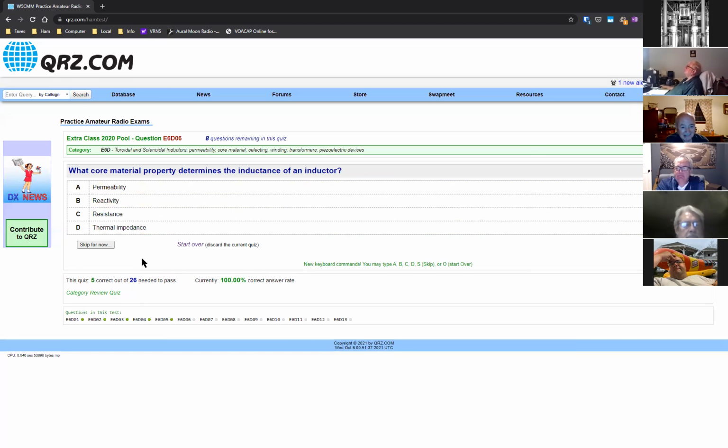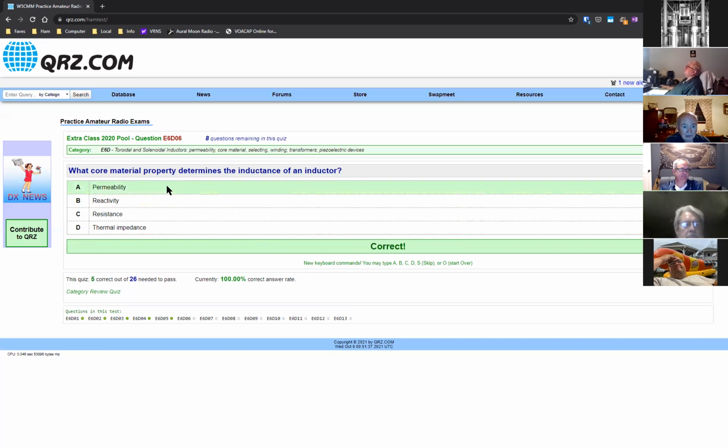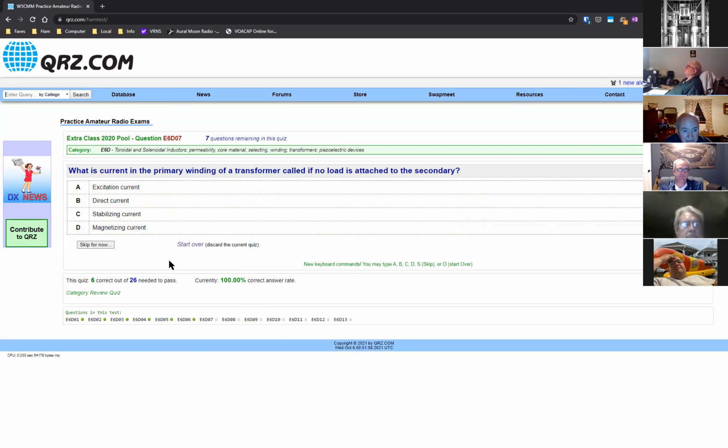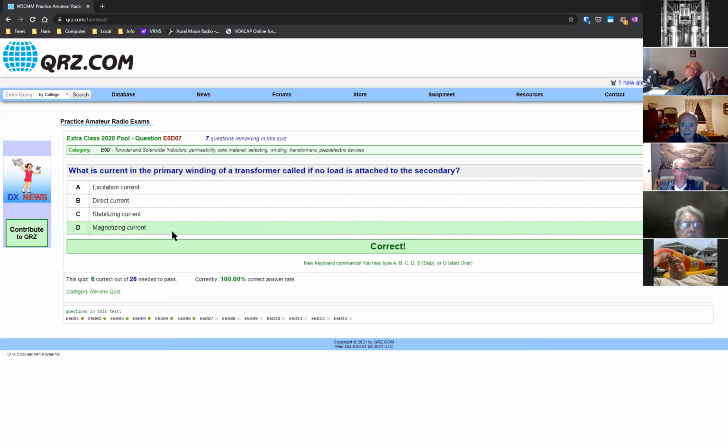Right, exactly. All right, what core material property determines the inductance of an inductor? That's A. Yeah, A, permeability. What is current in the primary winding of a transformer called if no load is attached to the secondary? D, like in dog. Yeah, if you don't have anything attached to the other end of it, all it is, is an electromagnet.